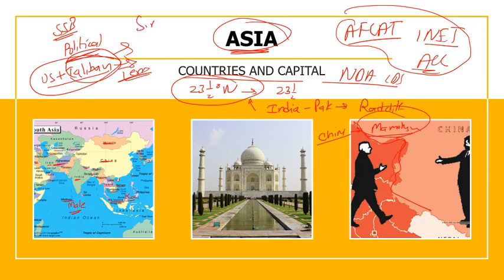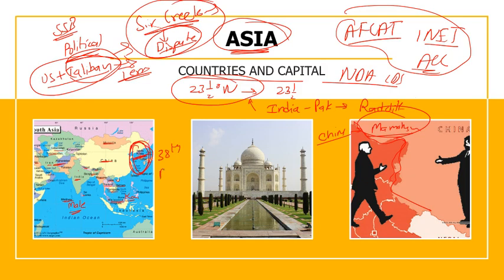There is one more line that is called Sir Creek line. This is between India and Pakistan, and that is a dispute in the Gujarat area. So this is how you have to keep it in mind. Suppose in Asia, you can see here North Korea and South Korea. The borderline between North Korea and South Korea is the 38th parallel line.